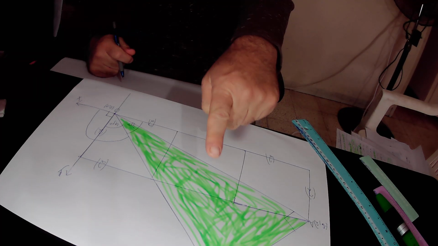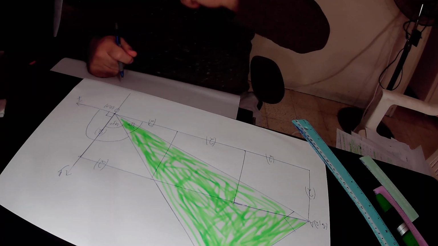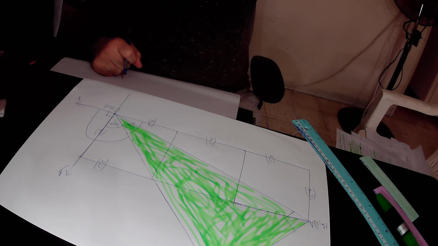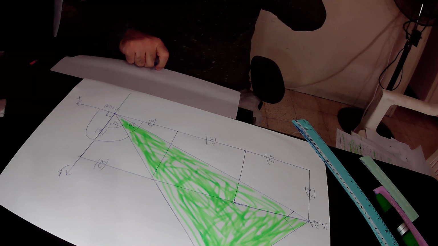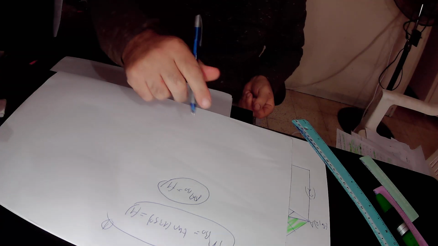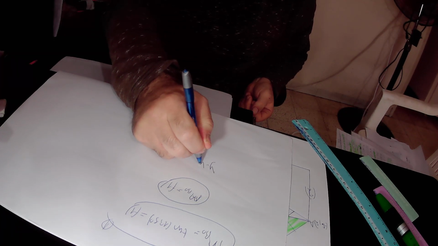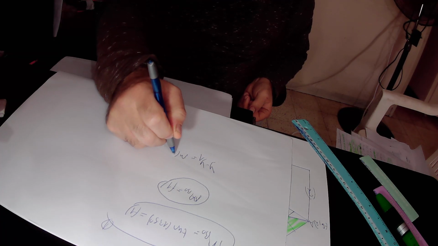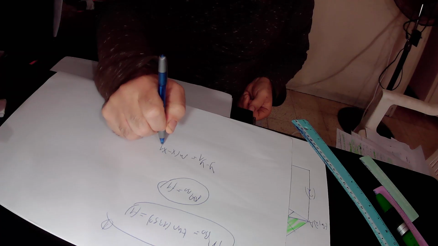What is the equation of the straight line BO? Actually, we have the equation of a straight line: y minus y1 equals m times x minus x1.